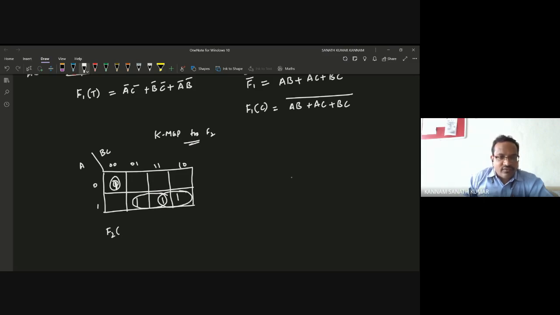Okay. So if you write F2 in true form, what you are getting is A bar B bar C bar plus AC plus AB. You are getting this, okay?